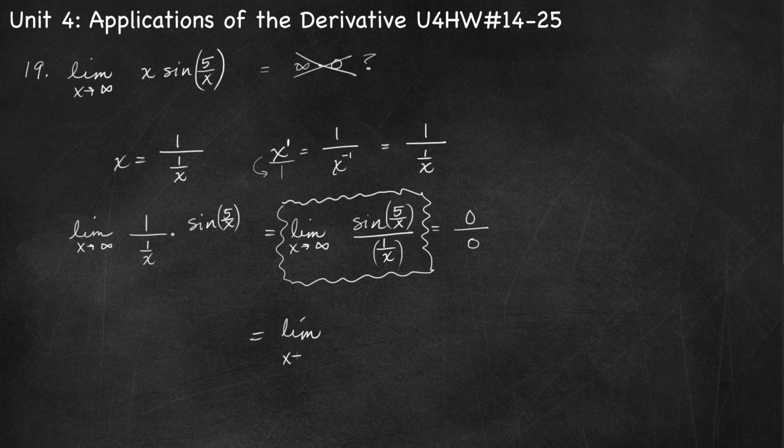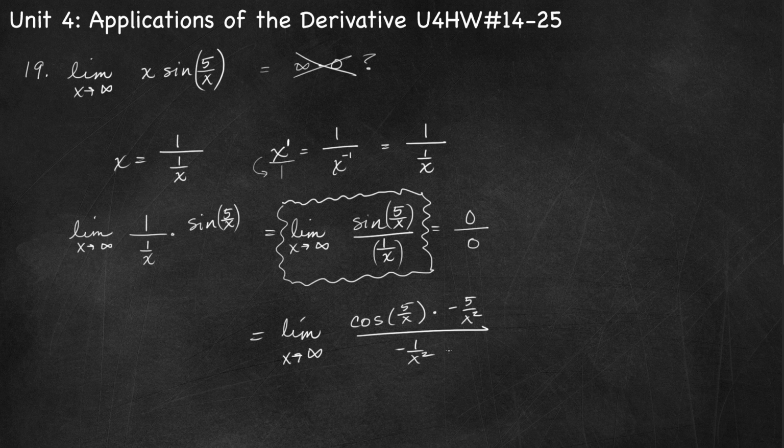So that limit is going to equal the limit as x approaches infinity of the derivative of sine of 5 over x. I need to use the chain rule here. This is in the form of sine of stuff, so the derivative of sine of stuff is cosine of stuff times the derivative of the stuff. On the bottom, the derivative of 1 over x is negative 1 over x squared. Now we can simplify this algebraically. The negative 5 over x squared divided by negative 1 over x squared is just 5.